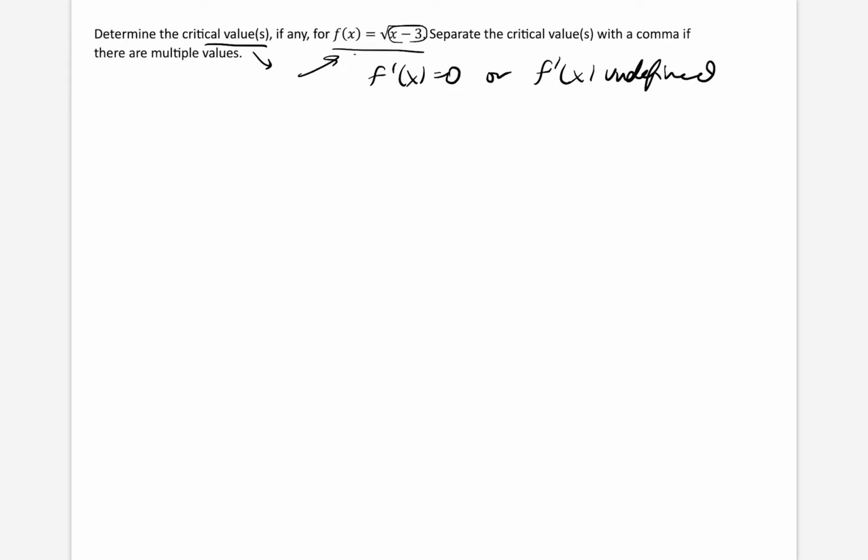Well, the thing underneath the square root, x minus 3, is going to have to be greater than or equal to 0. So that means our domain is going to be all x's greater than or equal to 3. So now let's see what happens with our first derivative.